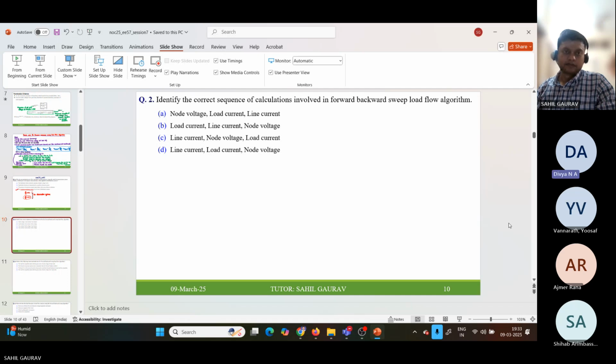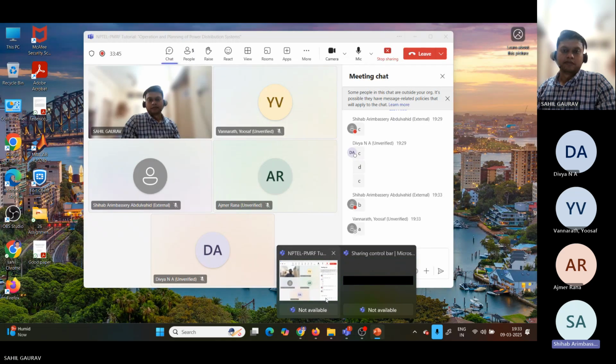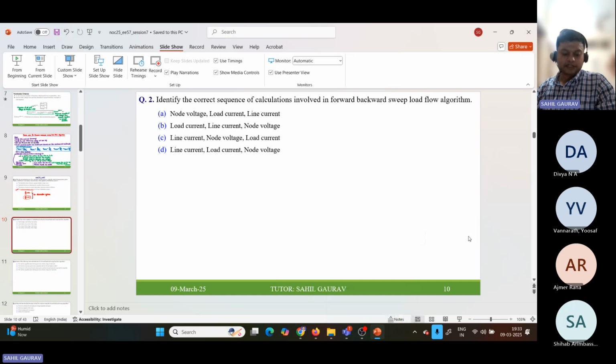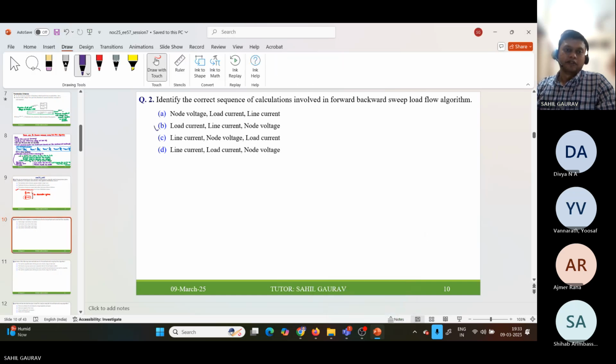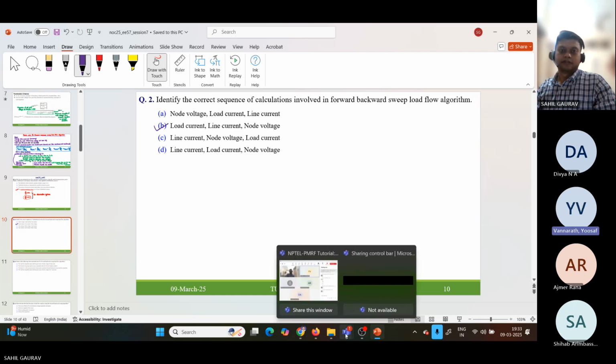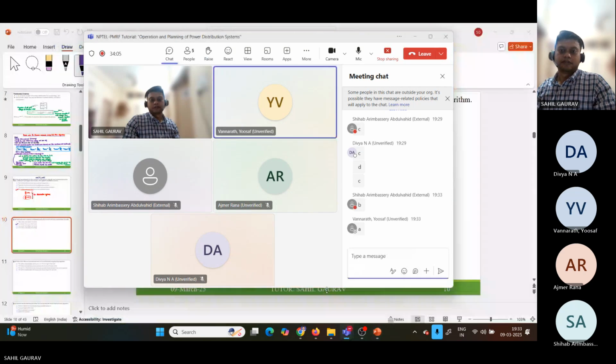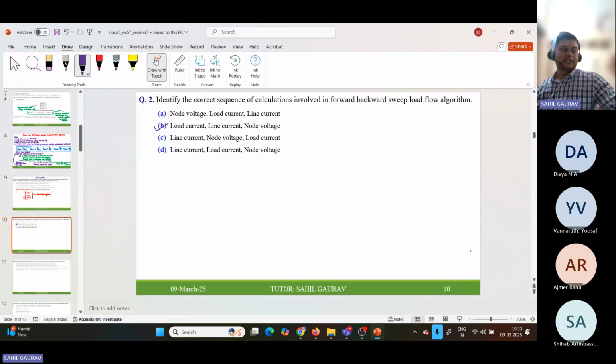C, sir, I think it's C. No. B, sir, B. Yes, B is correct: load current, line current, and then node voltage. The first thing we calculate is the load current, then line current, and then node voltage.